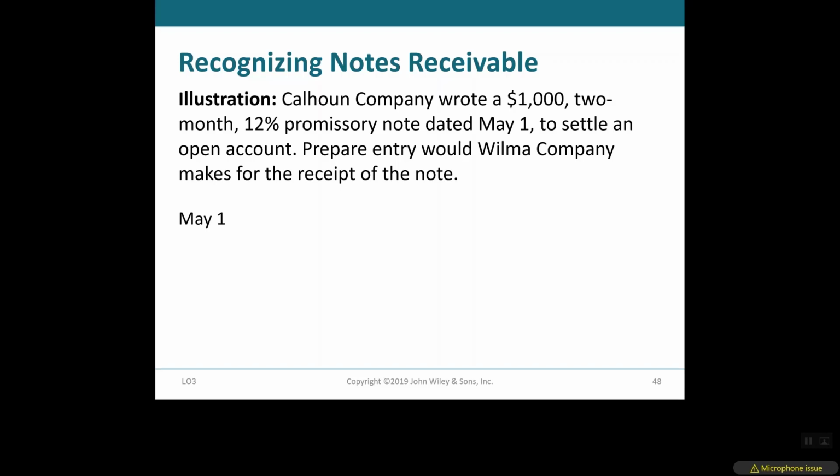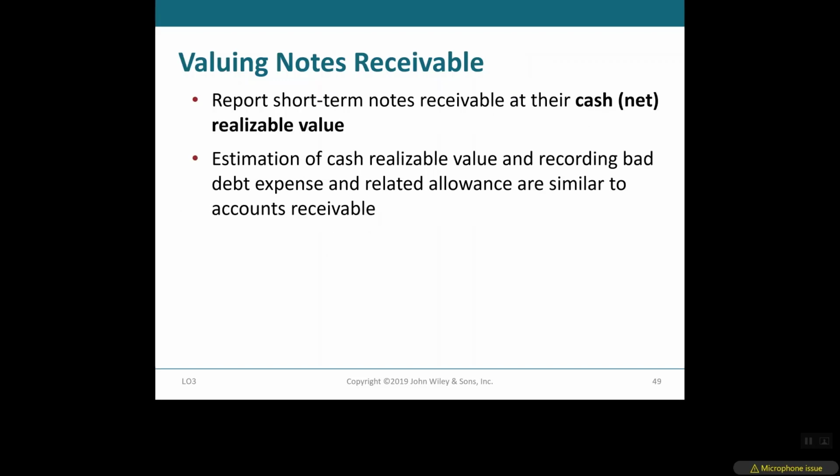All right, so Car Company wrote a 1,000, 2 months, 12% promissory note dated May 1 to settle an open account. Prepare the entry Wilmer Company would make for the receipt of the note. So notes receivable 1,000 and accounts receivable 1,000. This person had an account receivable, but maybe they've passed the due time, so they now want to have a note receivable. So we're clearing out our accounts receivable and then having a note receivable account.